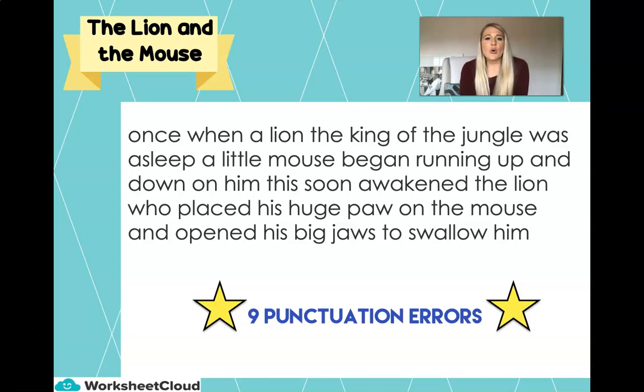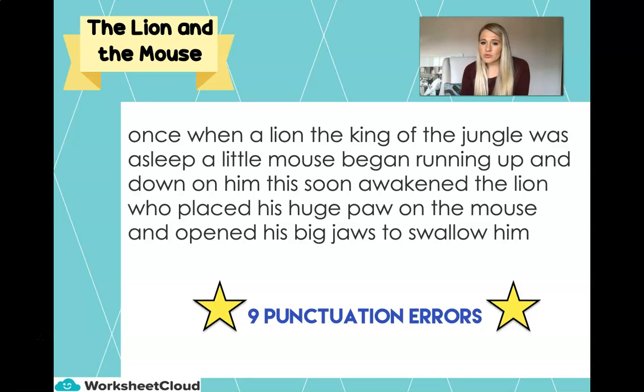Right. Once when a lion, the king of the jungle, was asleep, a little mouse began running up and down on him. This soon awakened the lion, who placed his huge paw on the mouse and opened his big jaws to swallow him.